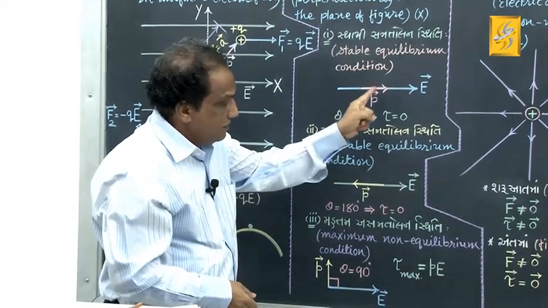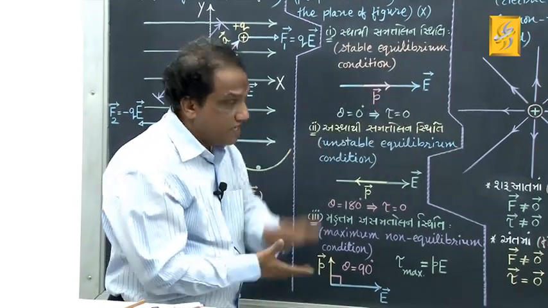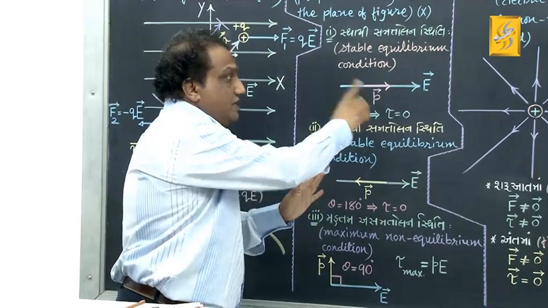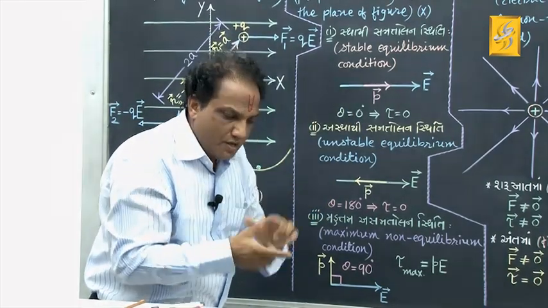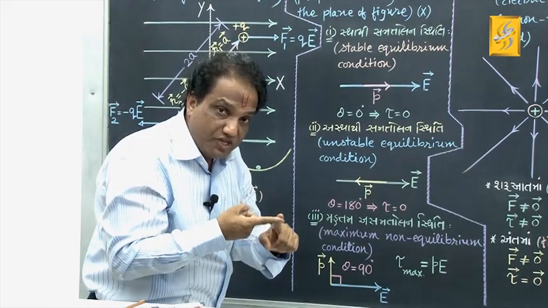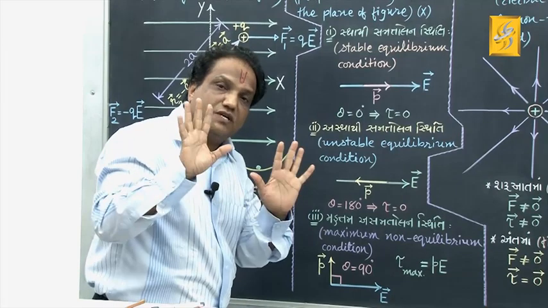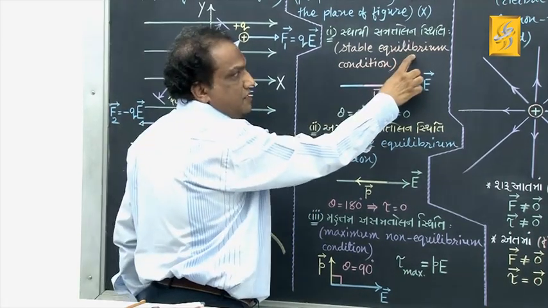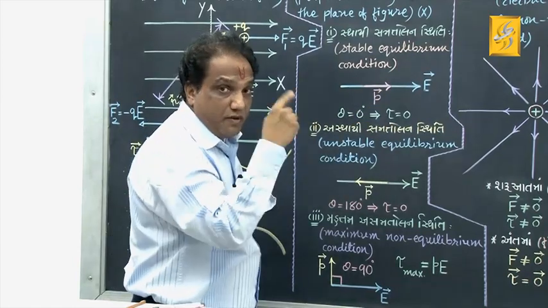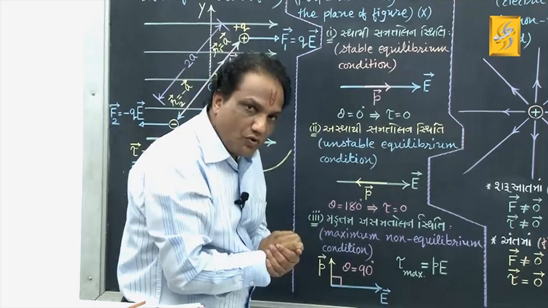And if this dipole remains parallelly aligned with vector E, then this is the stable equilibrium condition. Why is it a stable equilibrium condition? Because the dipole prefers to remain in this state. And why is it an equilibrium condition? Because it is at rest, okay? At rest, we say equilibrium condition, and since the dipole prefers to remain in this condition, we call it stable equilibrium condition, okay?